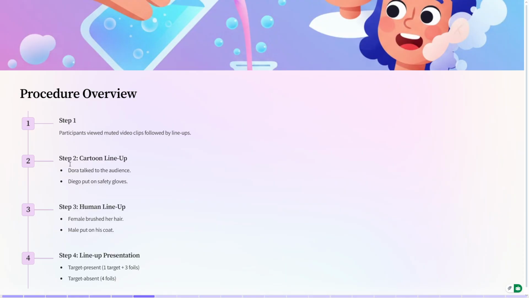Dora is the girl, right? If I'm not mistaken, Dora is the girl. Diego is the boy, the male cartoon. All right, so human lineup, the female in the video was brushing her hair, and then the male put on his coat. All right, so you can check my other video for detail on all those things. So the female was brushing her hair, the male was putting on the coat, how long it took.